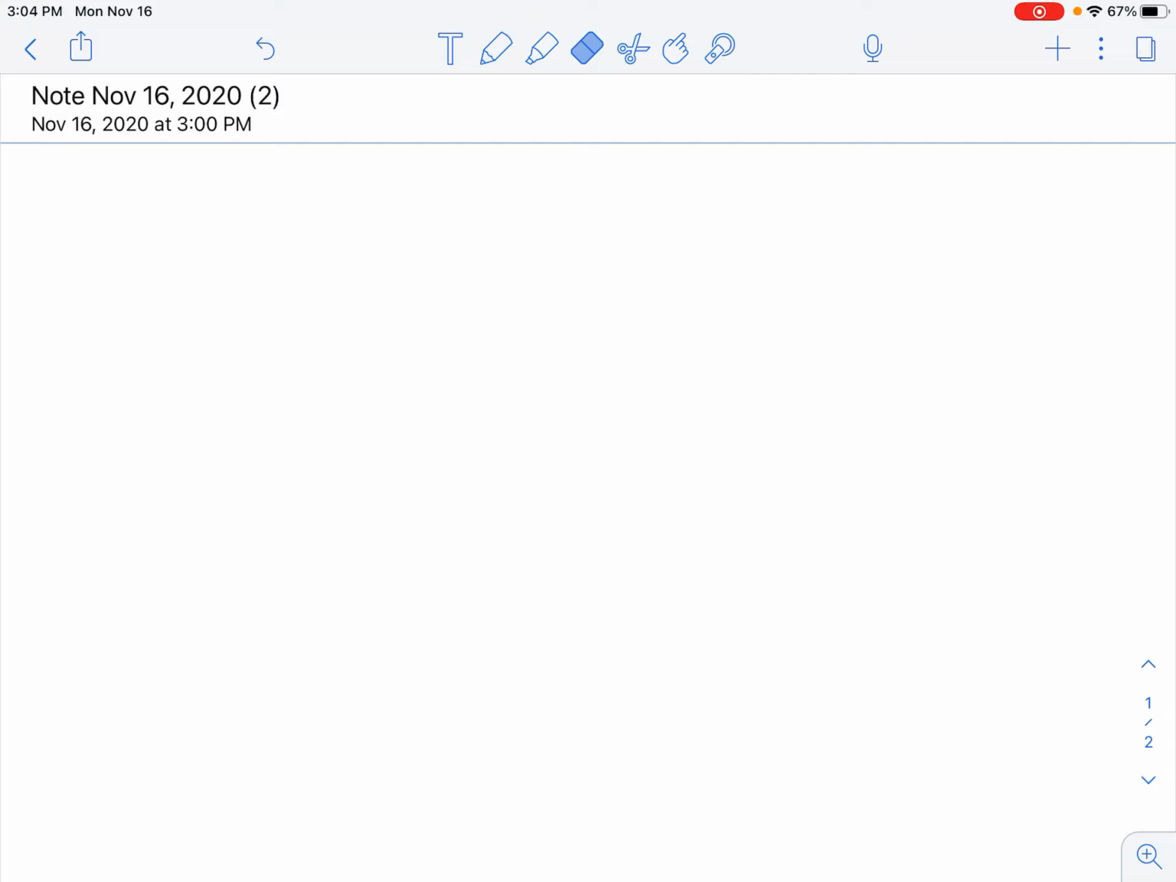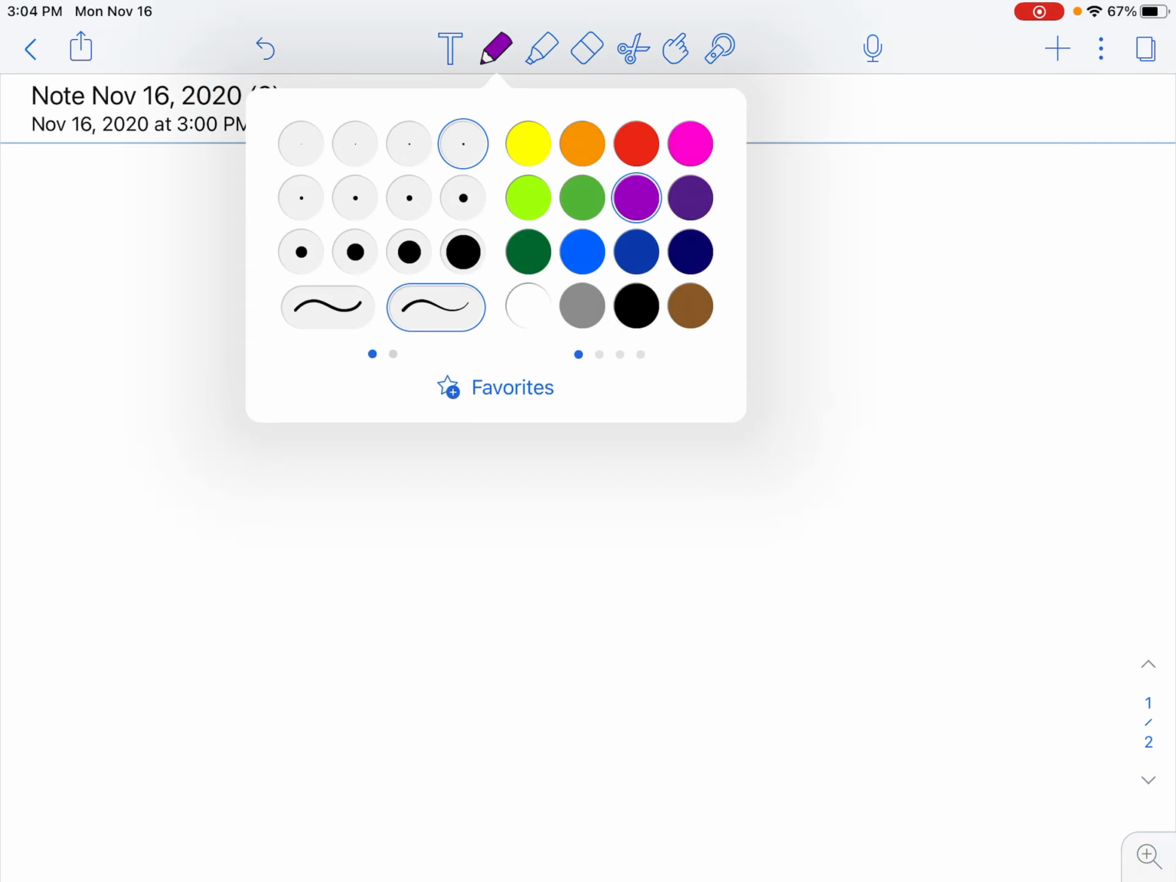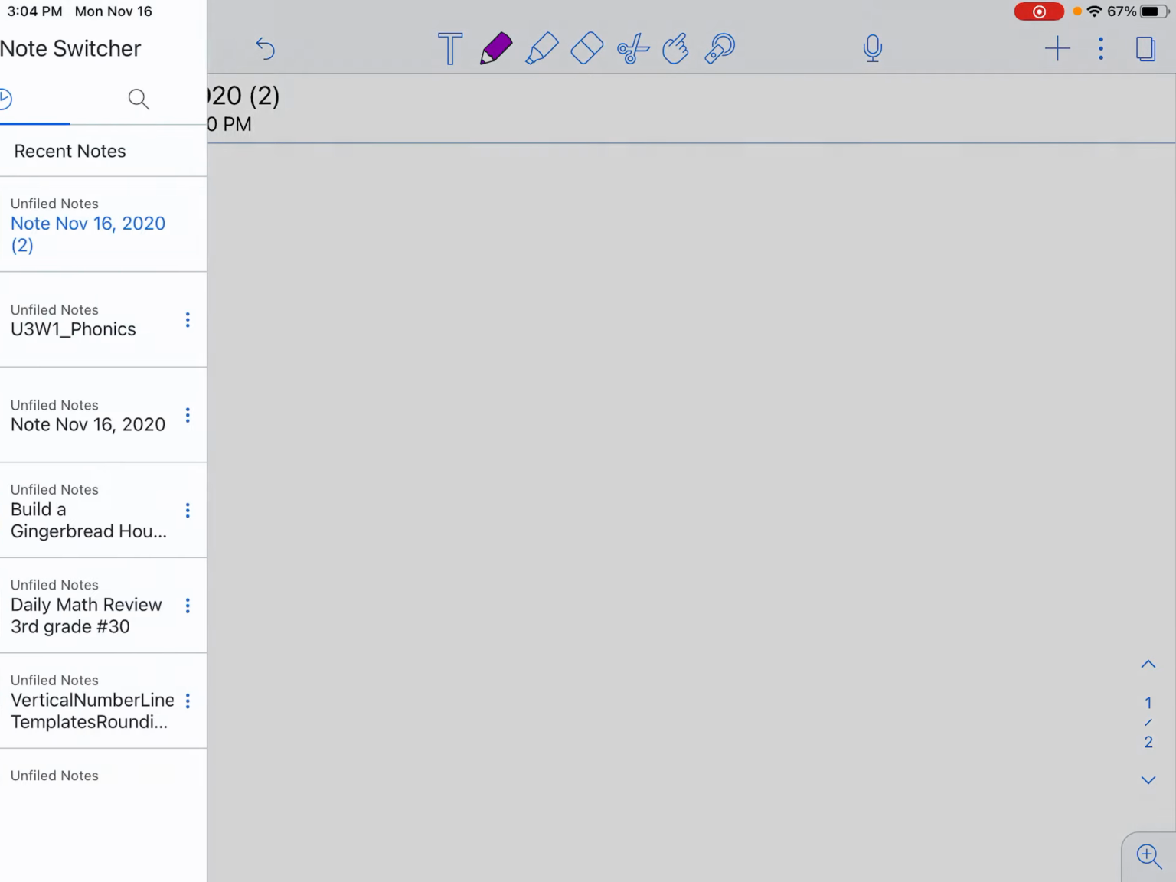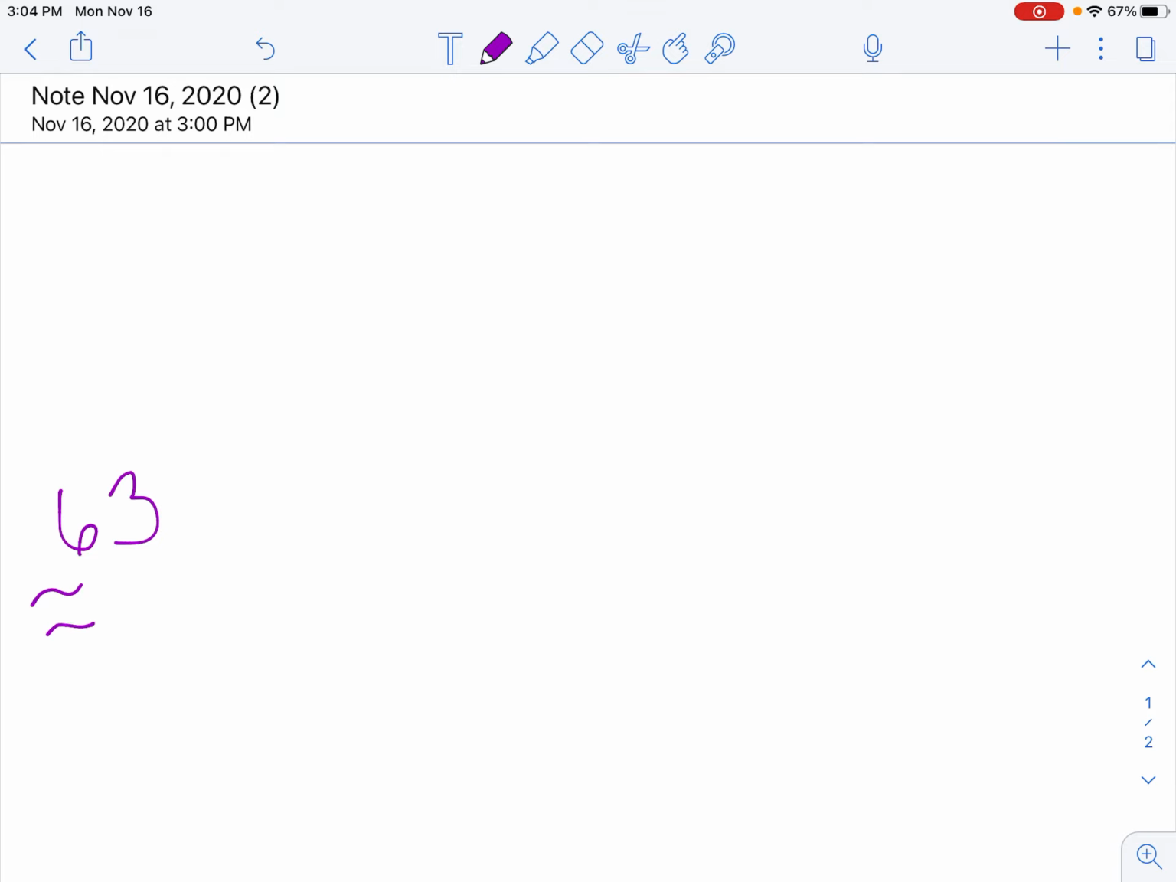Hey, third grade. Today we're going to talk about rounding to the nearest tens. We're going to start with 2-digit numbers, but I'm going to work up to 3-digit numbers too. So let's start with the number 63. I'm going to put down here 63, and I want to figure out which 10 that's closest to.